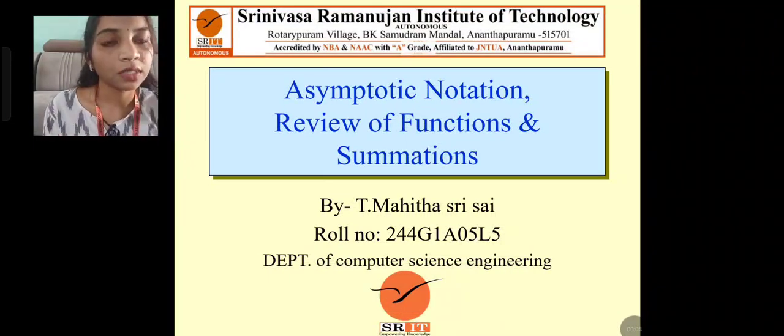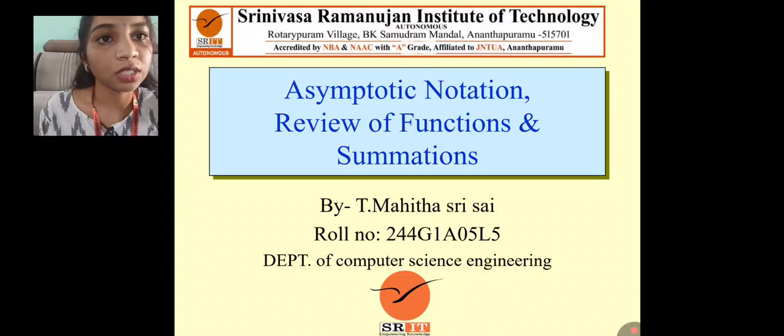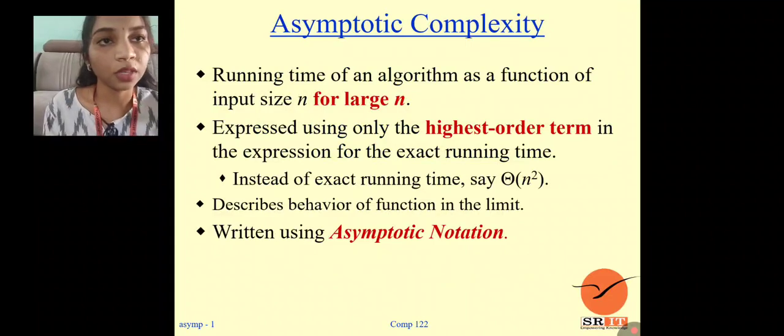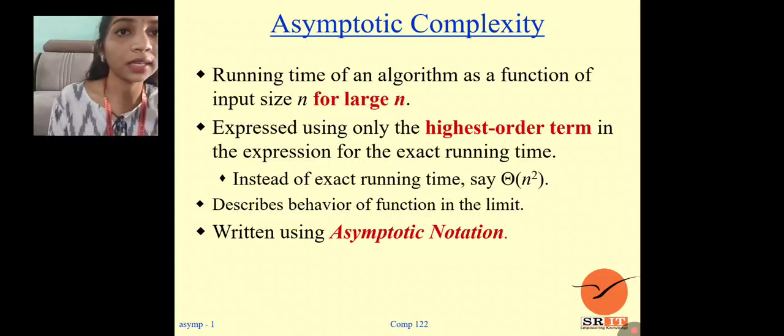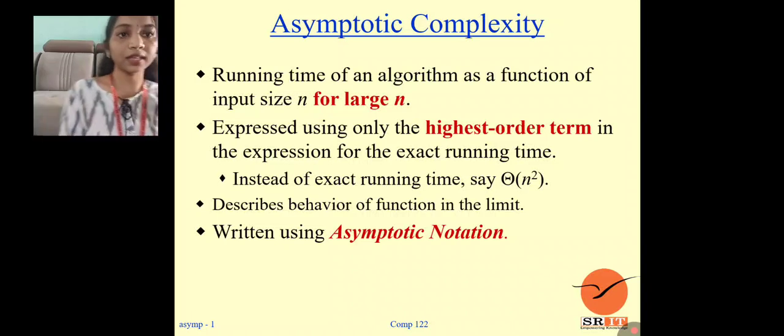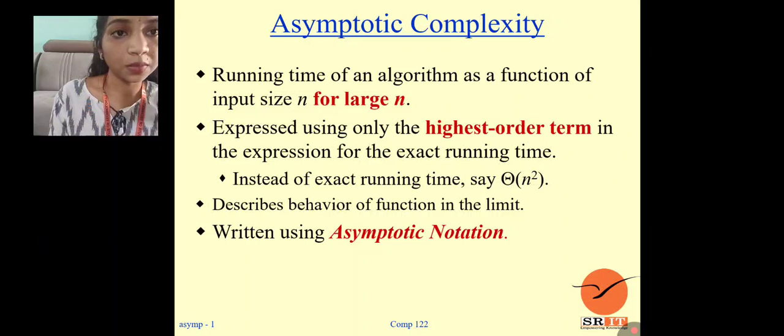Today, I am going to give the presentation on the topic of asymptotic notations, review of functions and summations. Asymptotic complexity: running time of an algorithm as a function of input size n for large n, expressed using only the highest order term in the expression for the exact running time. Instead of exact running time, it describes the behavior of the function in the limit, written using asymptotic notations.